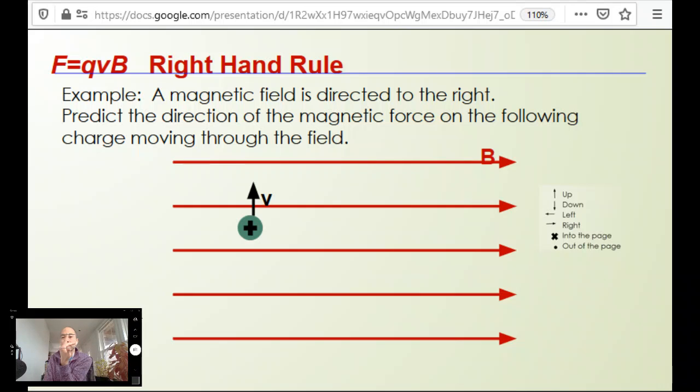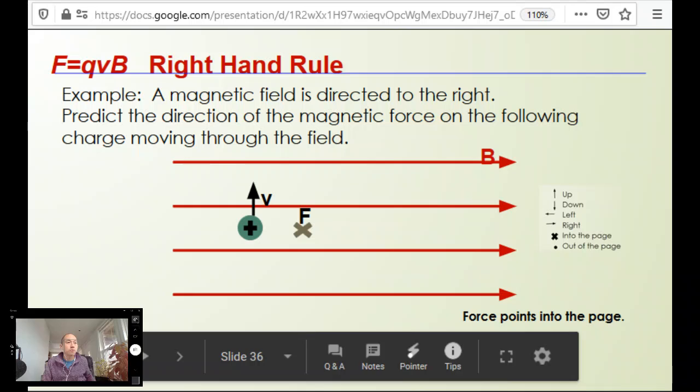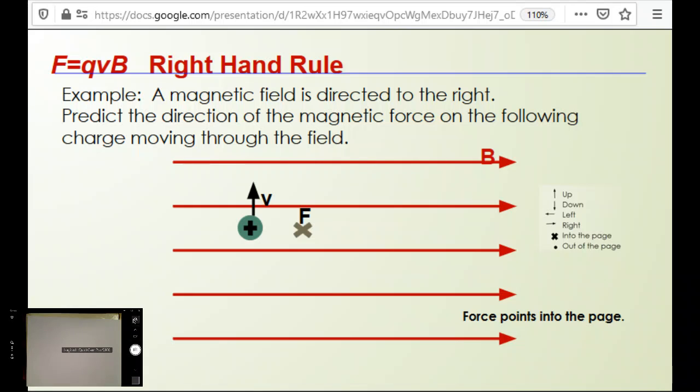So into the page, and to show that it's going into the page, I'm going to use the X notation to show that it's going into the page. All these slides are posted on Classroom, and you guys can click through them and see the answers there to help you out. So let's flip to the homework problem that you guys have.